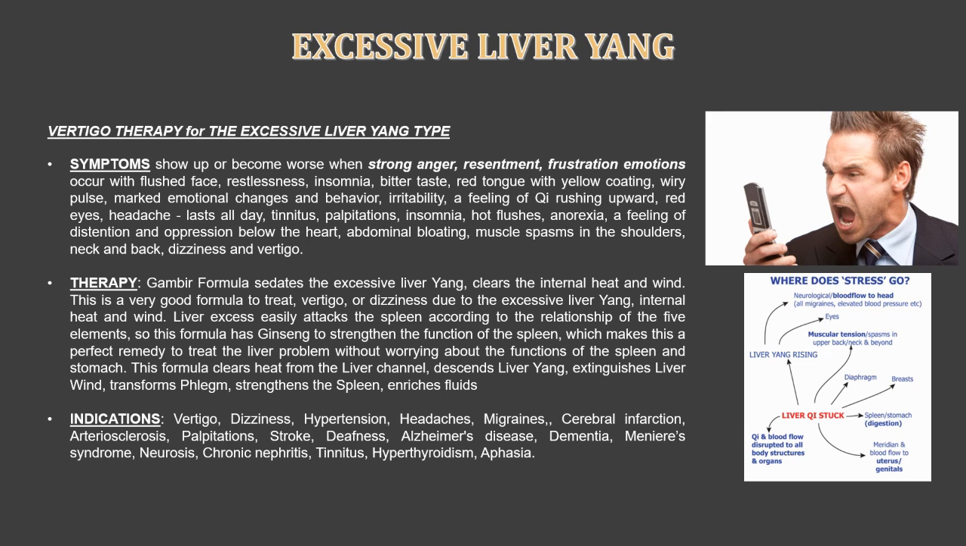This formula also clears heat from the liver channel, descends liver yang, extinguishes the liver wind, transforms phlegm, strengthens the spleen, and enriches the fluids. Indications for this formula are vertigo, of course, dizziness, hypertension, headaches, migraines, cerebral infarction, arteriosclerosis, palpitations, strokes, deafness, Alzheimer's, dementia, Meniere syndrome, neurosis, chronic nephritis, tinnitus, hyperthyroidism, and aphasia.